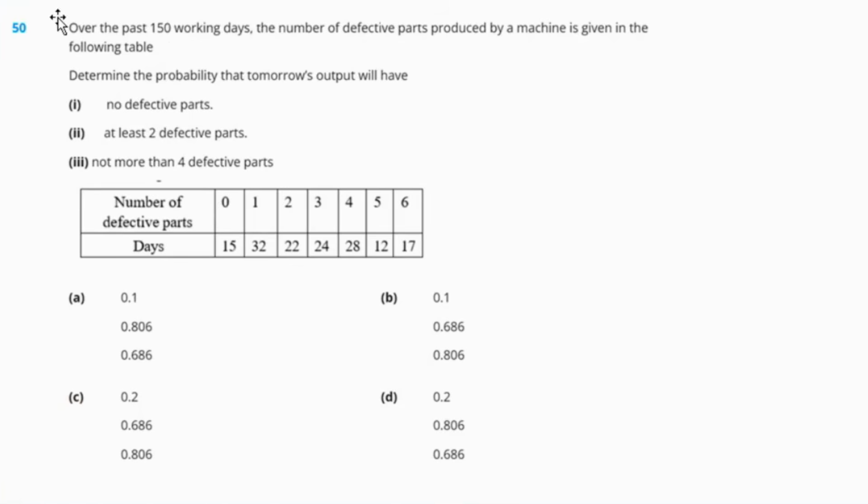Next, over the past 150 working days, the number of defective parts produced by a machine is given in the following table. Now determine the probability that tomorrow's output will have no defective part. Okay, so it is asking only about the probability. They have already given the number of defective parts.